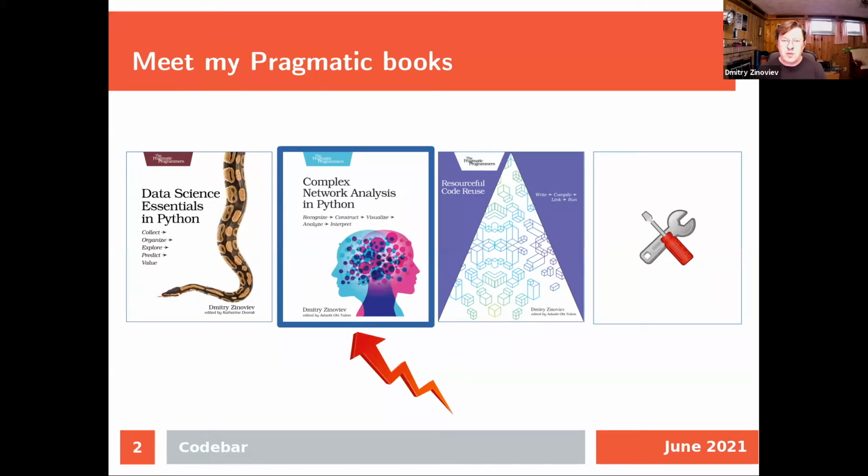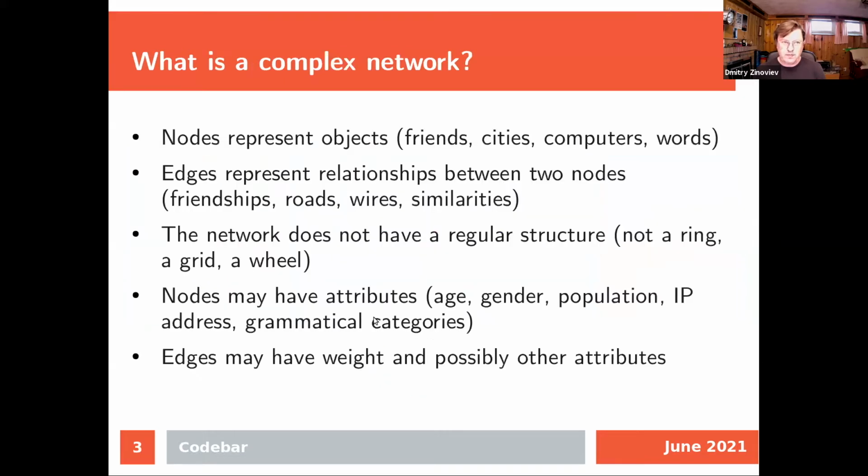The third book is about resourceful code reuse. It is not about networking techniques. It is about software engineering mostly. And the fourth book is work in progress. I do not know whether I am allowed to reveal its title. Let me just say that it is a collection of useful Python programming tools, which is expected to be released sometime in July. I do not know precisely what the publication date is. So I'm going to mostly focus on complex network analysis in Python language.